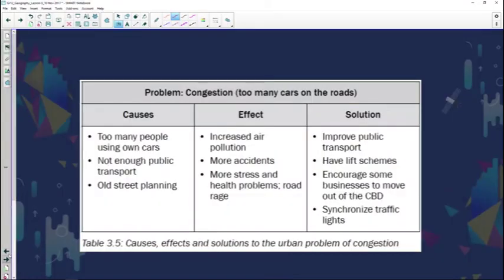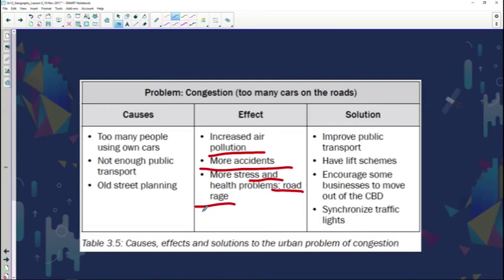Now, if you look at congestion, the biggest concern is the amount of cars on the roads. Unfortunately, cars create pollution and it makes the environment dirty. There are too many people using their own cars, not enough public transport systems, and poor street planning. And what does it do? It creates pollution. More cars means more accidents. And obviously, it causes stress, road rage. I believe you've seen it somewhere in your lifetime in South Africa.